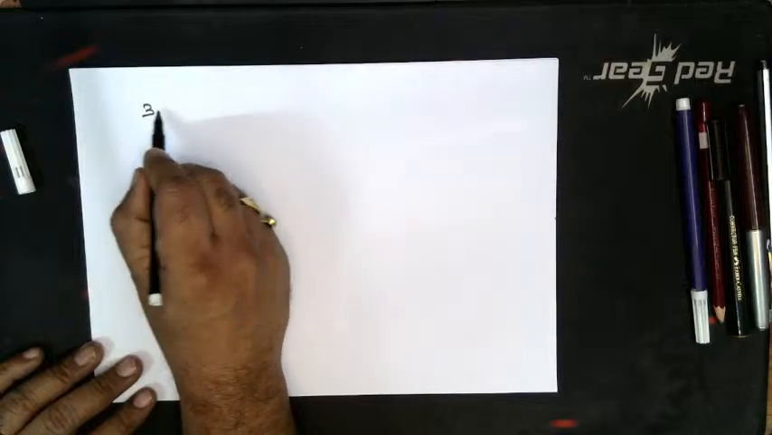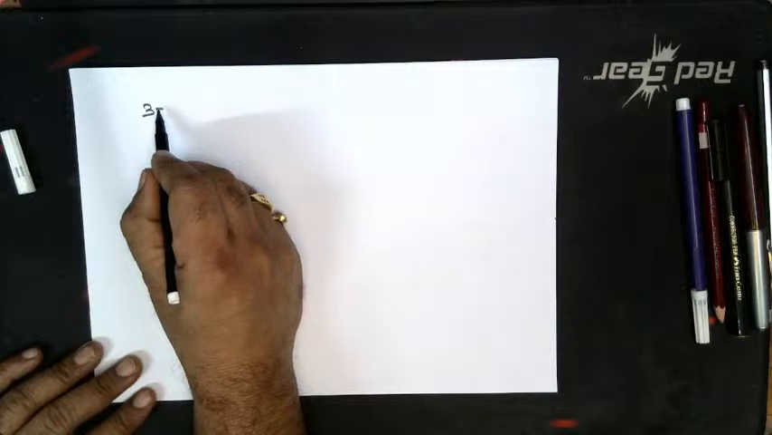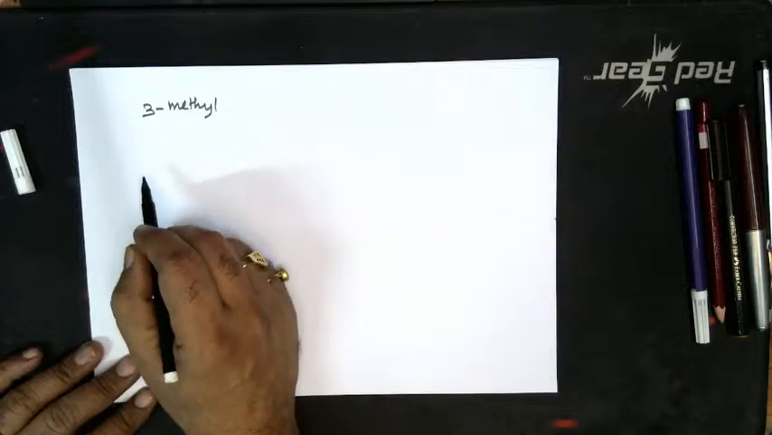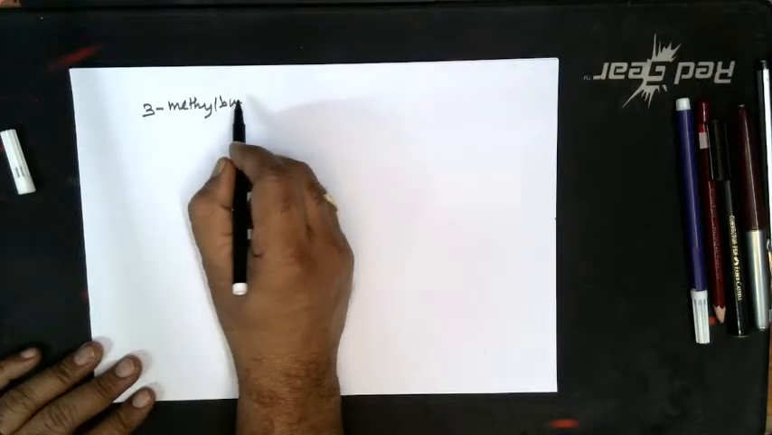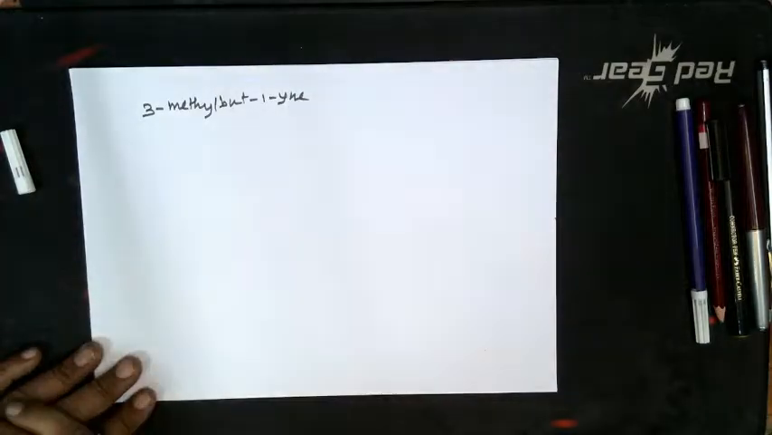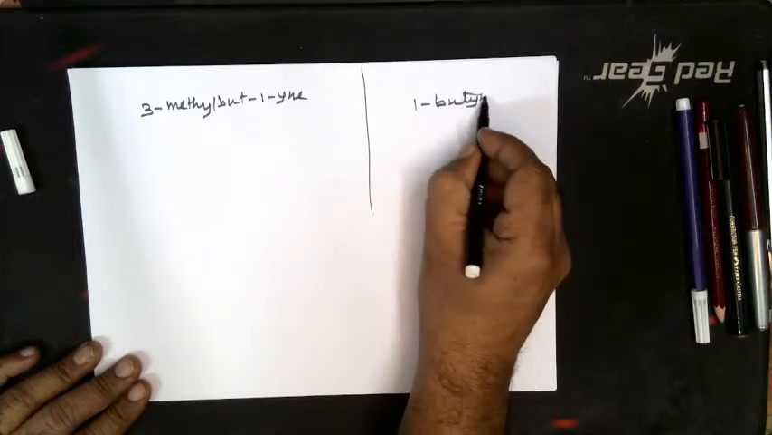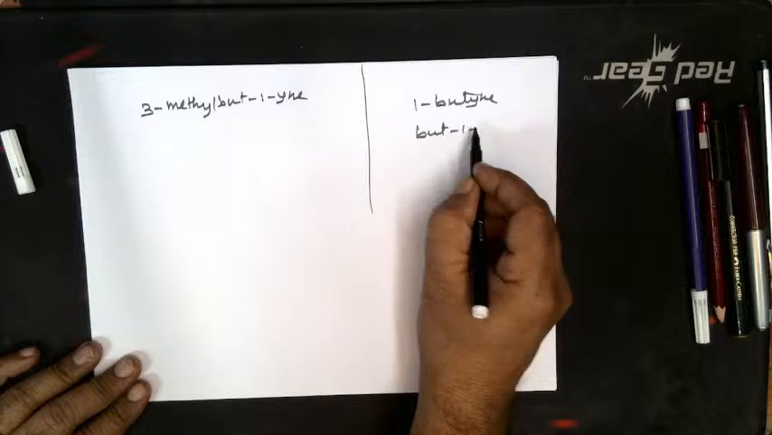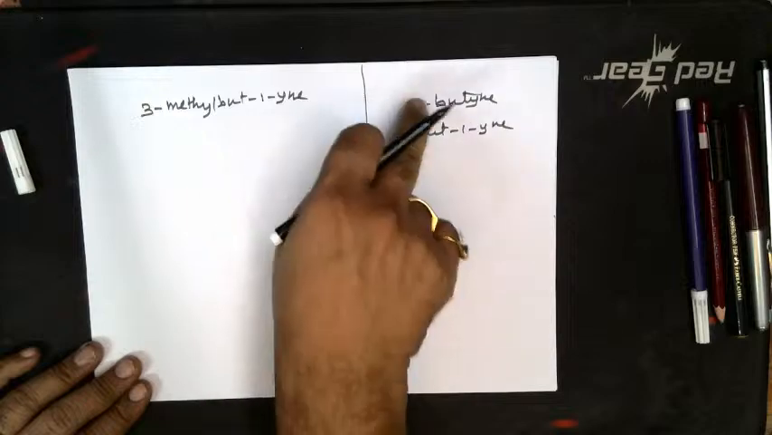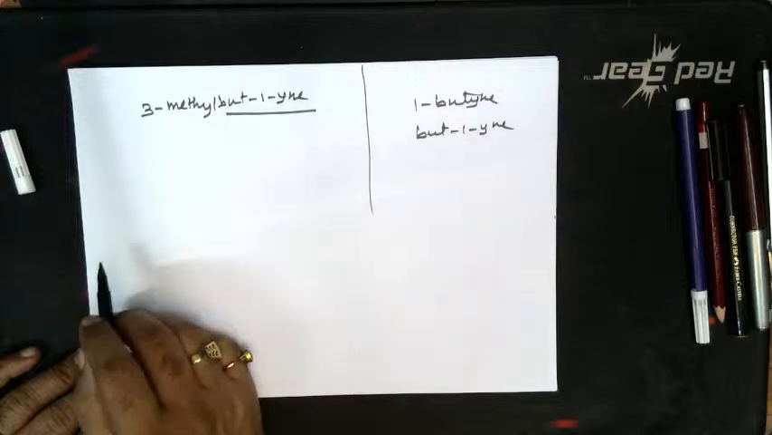Whenever you put the number, you have to put the hyphen and start the nomenclature. So 3-methyl but-1-yne. Now listen to me. 1-butyne can also be called but-1-yne. You can insert this substitution or the location of the triple bond here also. Right. So first we will consider but-1-yne.